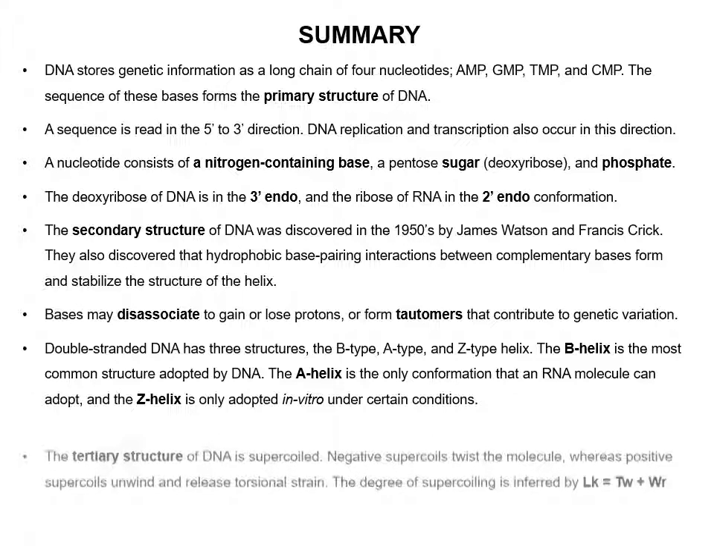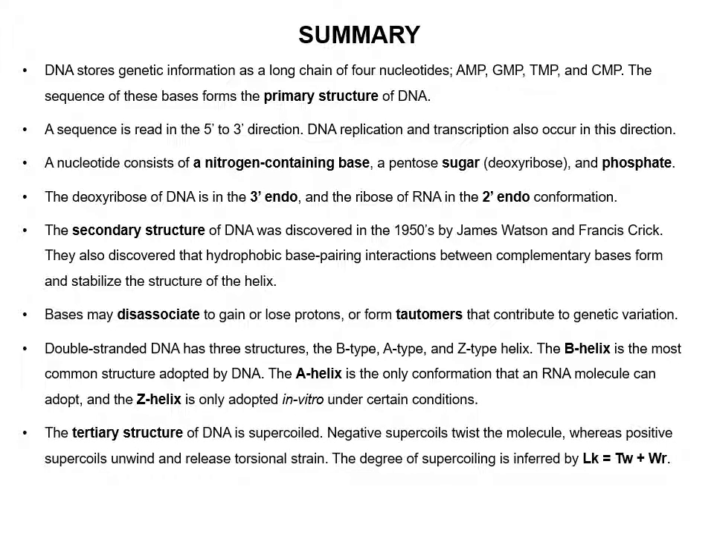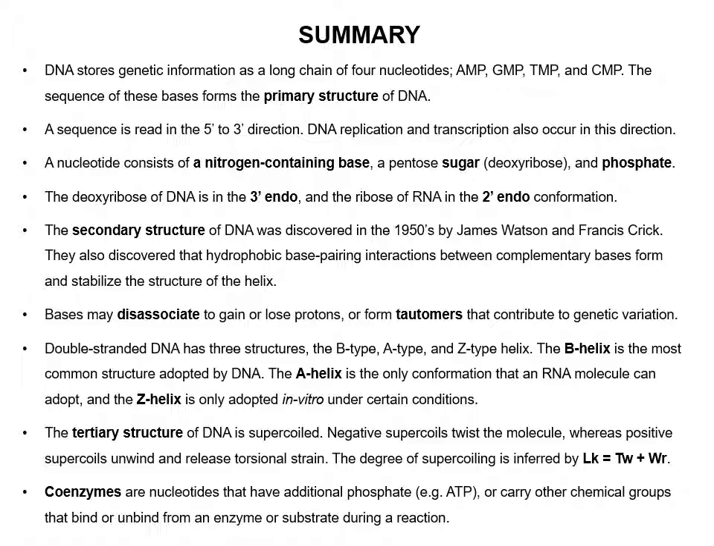The tertiary structure of DNA is facilitated by supercoiling. This process forms highly condensed structures which reduce the space required and increase the amount of genetic information stored. Supercoiling can be negative, where the molecule is twisted on itself, or positive, where the molecule is unwound to create or release torsional strain.